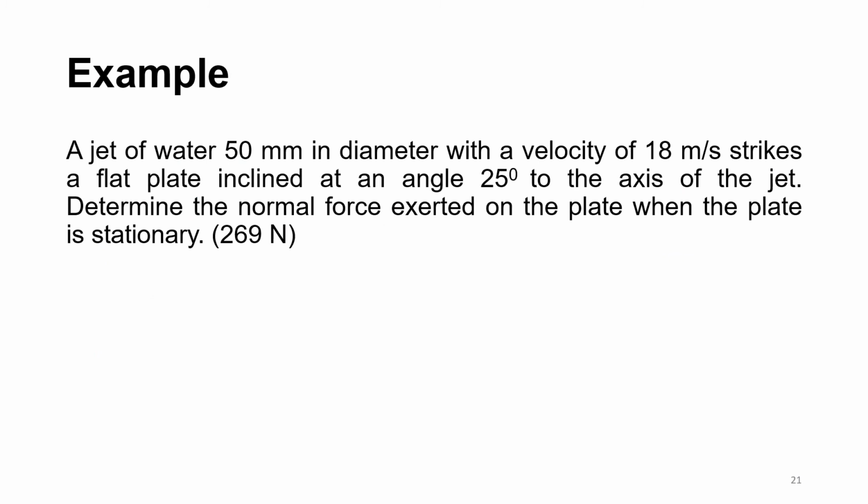Okay, then let's go through another example. We have a water jet with a diameter of 50 millimeters, which we need to convert to meters. The velocity is 18 meters per second, and it strikes a flat plane inclined at an angle of 20 degrees. So we already know it is inclined, and we need to consider that the water jet hits the inclined plane. You need to imagine it a little bit from the question. Determine the normal force exerted on the plane when the plane is stationary.